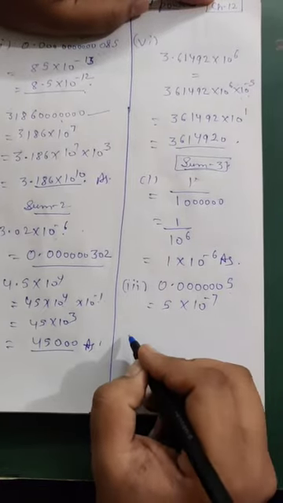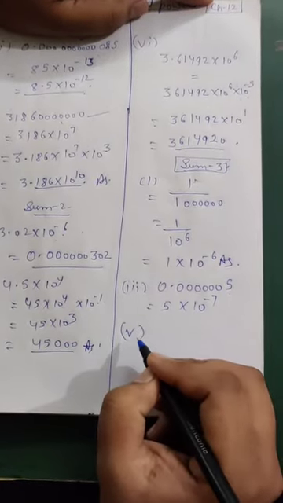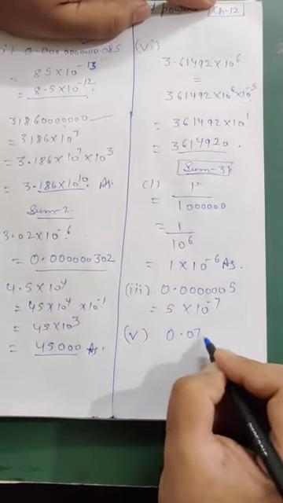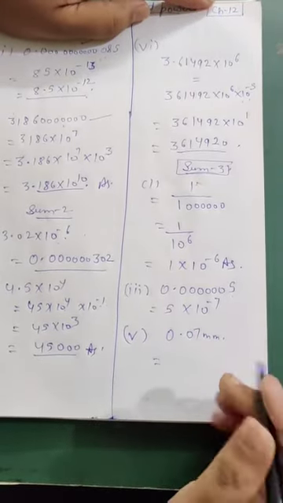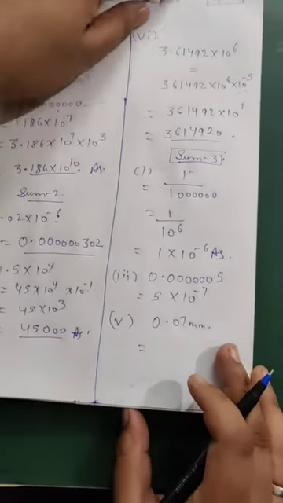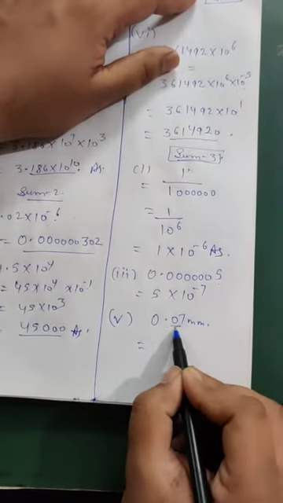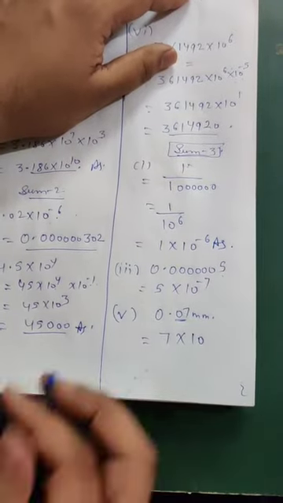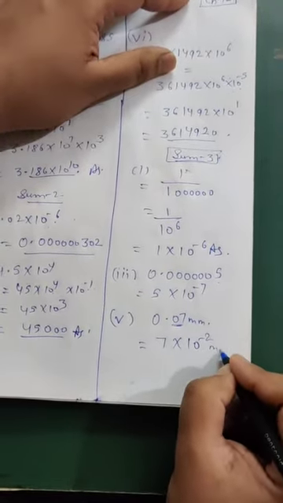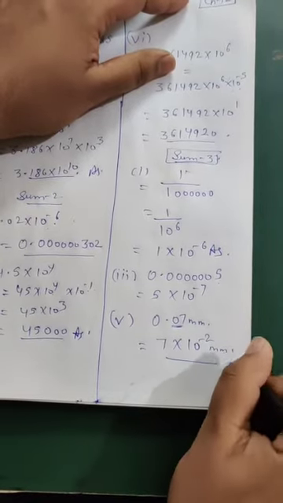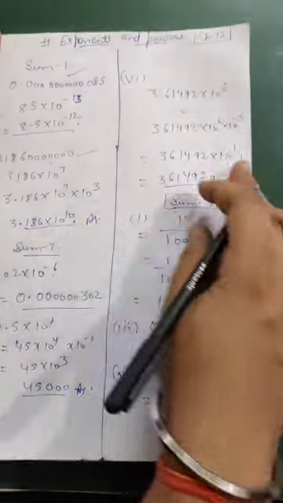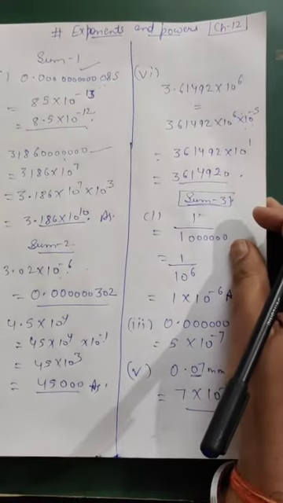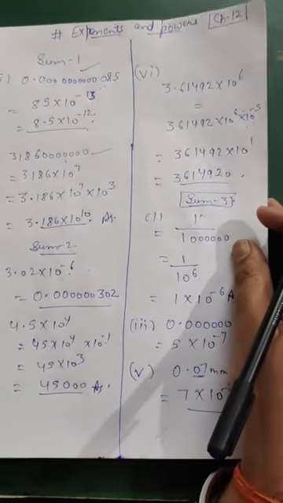Let's see one more part. The question is: thickness of a thick paper is 0.07 mm. Mm means millimeter, and we have to write it in the usual form, or you can say the standard form. So the decimal is at 2 places, so it will be written as 7 into 10 raised to the power minus 2, and it will come in mm. So this is the second exercise that we have to write in the usual form, or we have to write it in the standard form.